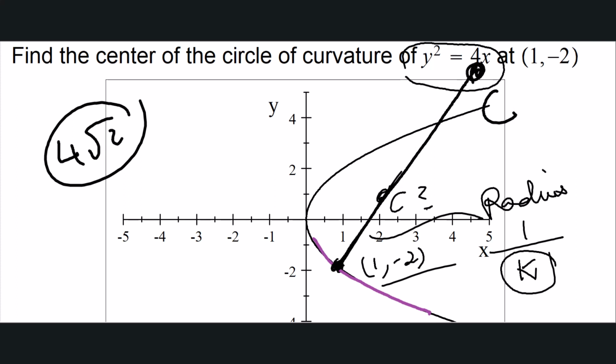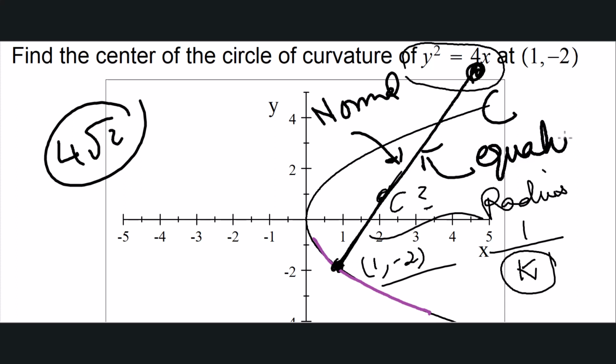So say this is the center of the curvature and this is the normal line towards the concave side. So what I have to do first, this is one of the ways of doing that, is find the equation of this normal line.